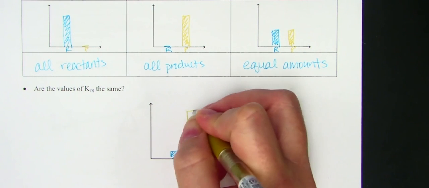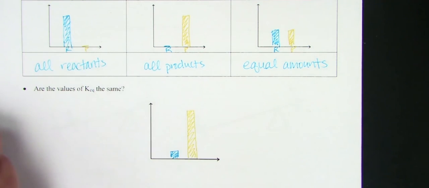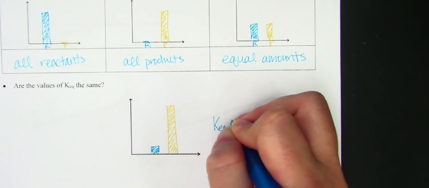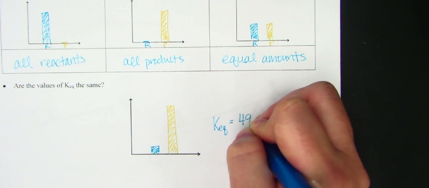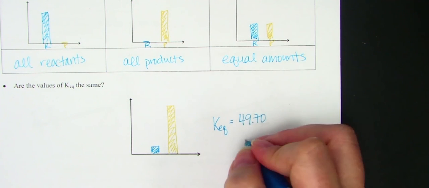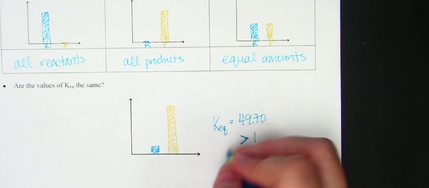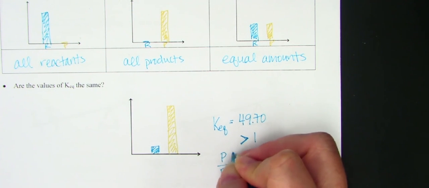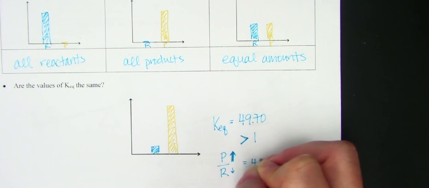And you might be asking, why did I draw my products so much bigger than my reactants? Well, that has to do with our KEQ. Our KEQ, as calculated above, is 49.70. That is much bigger than 1. KEQ, remember, is products over reactants, and if it's bigger than 1, that means I have a whole lot of products and not as many reactants.